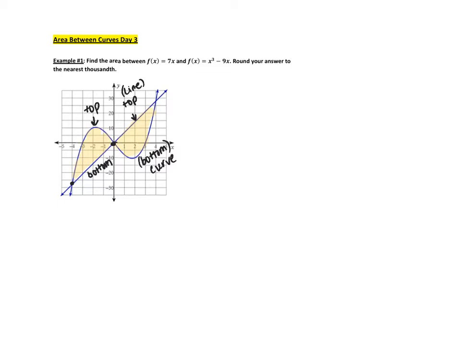So we can see here that this happens from -4 to 0. So the first one goes from -4 to 0. And then the second one is going to go from 0 to, it looks like over here, 4. So the top in my first one, like I said, is my curve. So the top is x to the third minus 9x. That's the curve minus the line, dx.